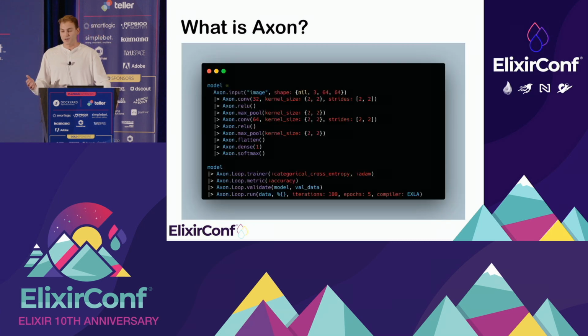This is an example of Axon source code. This is literally 20 lines of code to create and train a neural network. And this covers about 99% of the applications you would use Axon for.